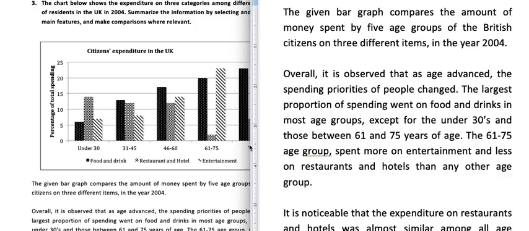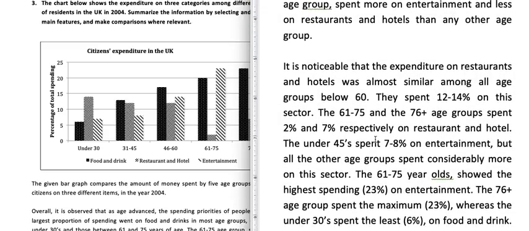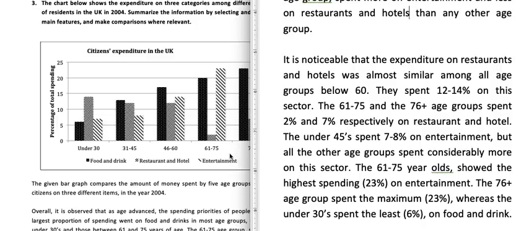There is no data in the overview. Only the age groups have been mentioned, and of course the year doesn't have to be mentioned again because it's only 1 year. It's just comparison, more than, less than, the maximum, the largest proportion of spending, like that. These words come in the overview. It is noticeable that the expenditure on restaurants and hotels was almost similar among all age groups below 60.